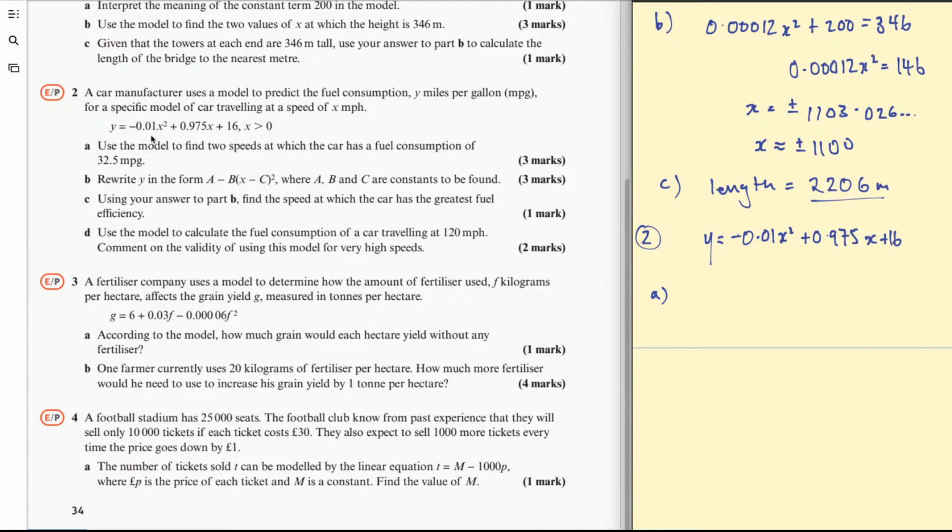Okay, so there's no interpretation question there. But if there was, what would the 16 represent in that question? So when the distance is 0, the fuel consumption. Oh, a speed. So when it's traveling at 0 miles per hour, it's consuming 16 miles per gallon.